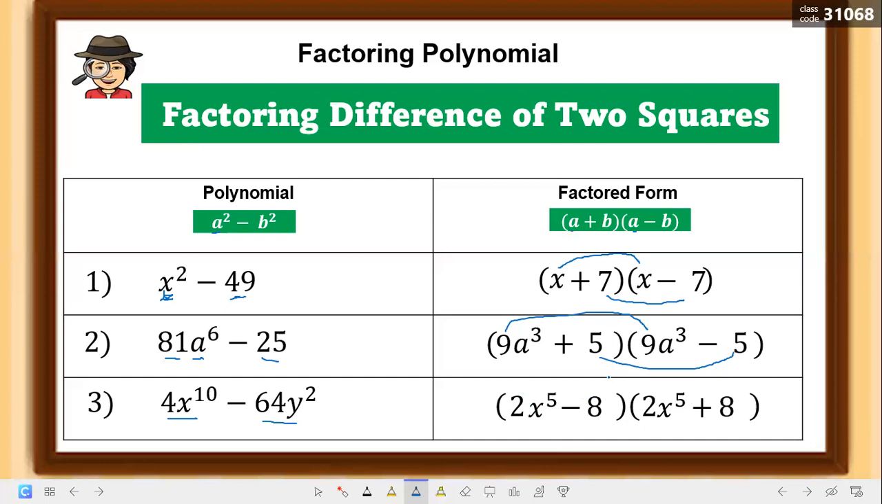Pag chinek mo yan, babalik doon yung product ng 4x raised to 10. Same with this 8 times 8. Okay? Then, may kulang pa. Ano yung kulang kanina? That Y. Y po. Okay?